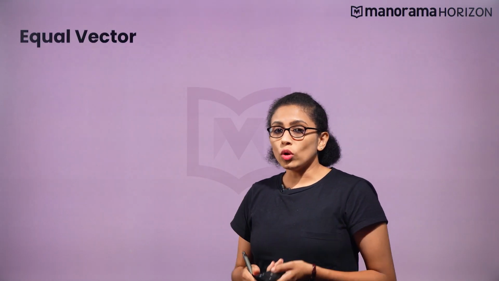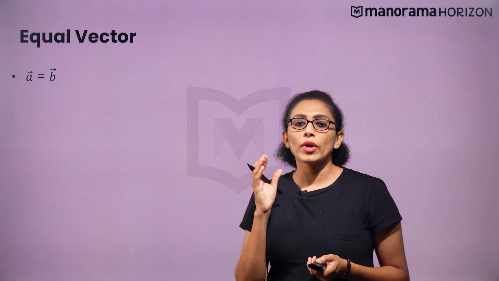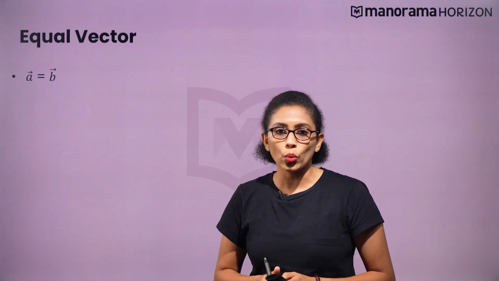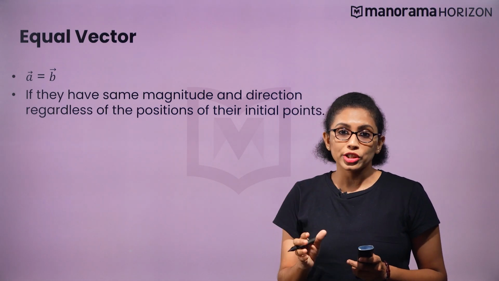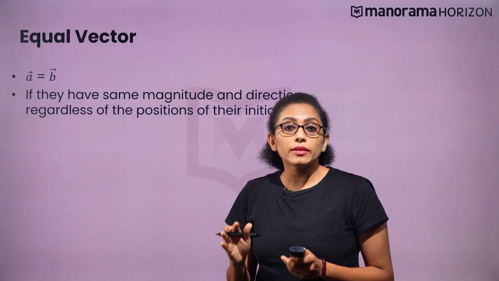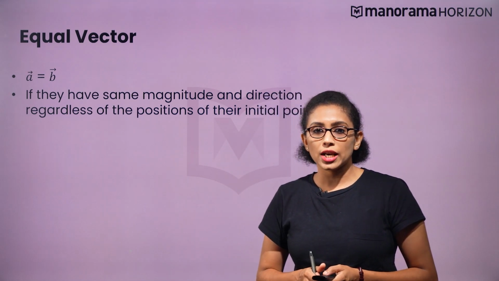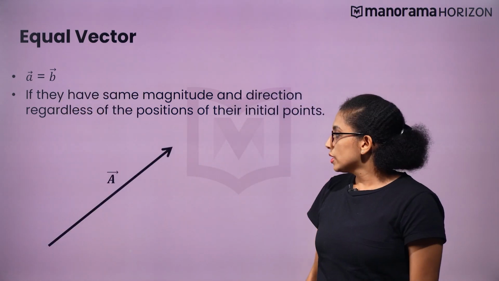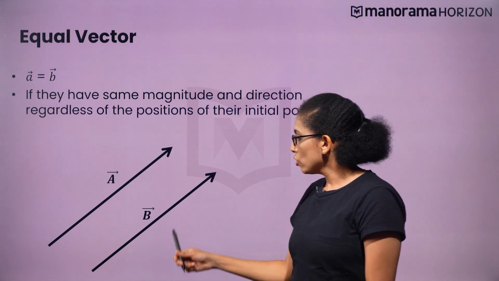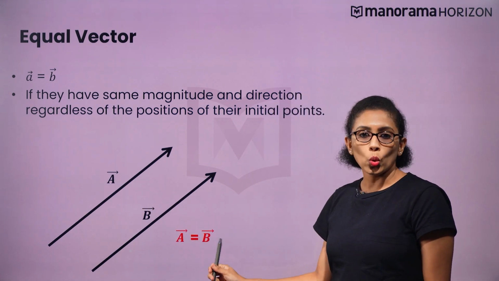Now, what are equal vectors? Two vectors, let's say vector A and vector B, are said to be equal if they have the same magnitude and direction without considering the position of their initial point. And these vectors can be written as vector A equal to vector B. Now, see vector A and vector B. These are equal vectors. So, A equal to B.